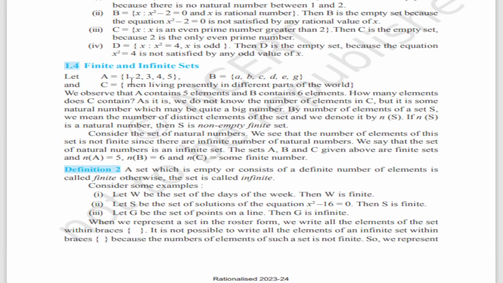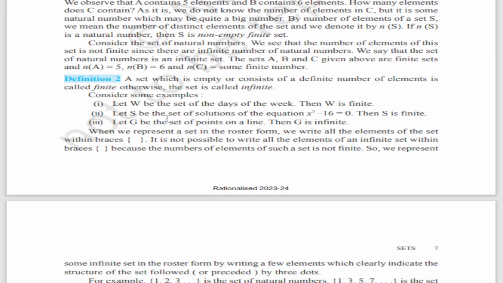So if I talk about finite and infinite sets, a finite set is a set which has a definite number of elements, or it can be empty, right? Either it does not have any element or it has a definite number of elements. For example, let W be the set of the days of the week. So this is finite. The roots of the equation x square minus 16 is equal to 0, which are plus minus 4. So that is also finite.